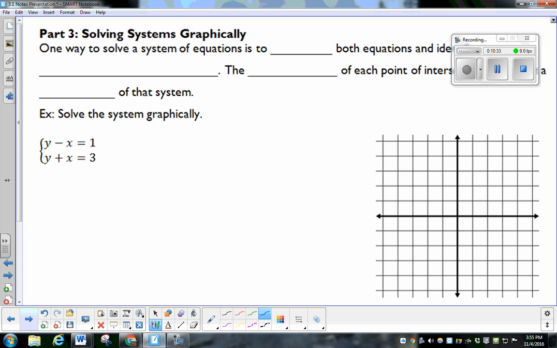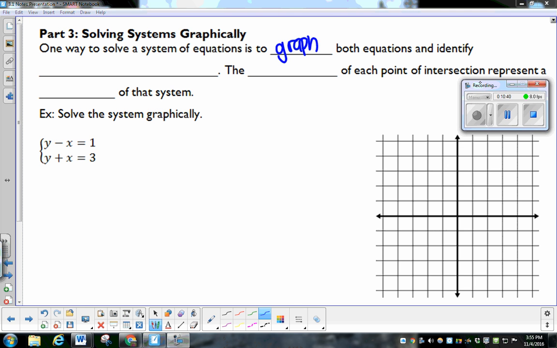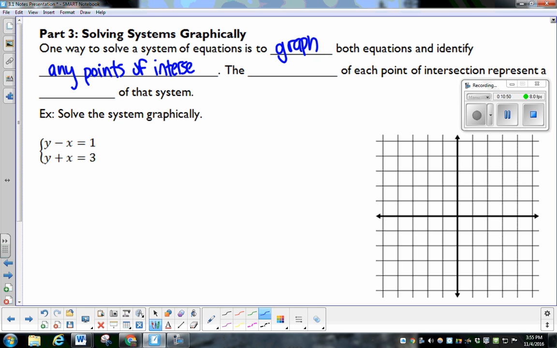So one way to solve a system of equations is to graph both equations and identify any points of intersection. The coordinates of each point of intersection represent a solution of that system. So we're going to solve this system graphically.